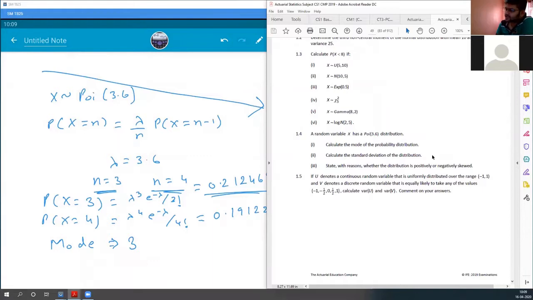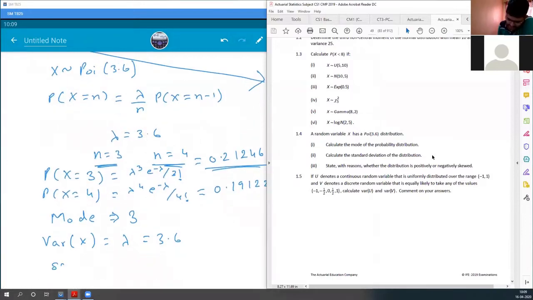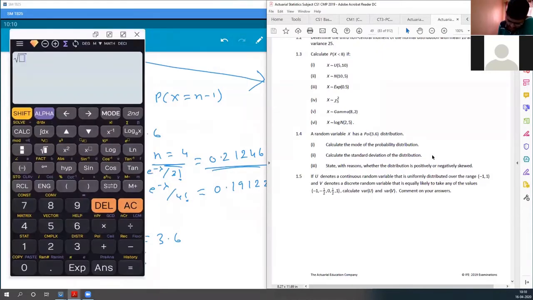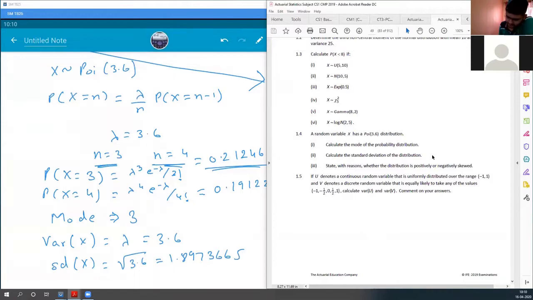Now calculate the standard deviation of the distribution below. Variance of x is nothing but lambda for Poisson distribution, that would be 3.6. So therefore standard deviation of x will be under root of 3.6. So root 3.6, we are getting 1.8973665. This is what we are getting as standard deviation.